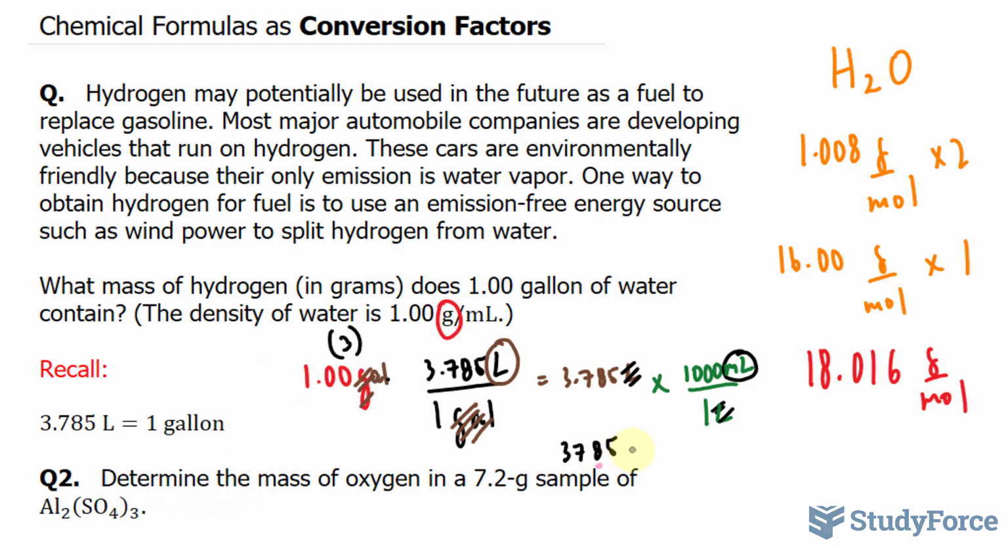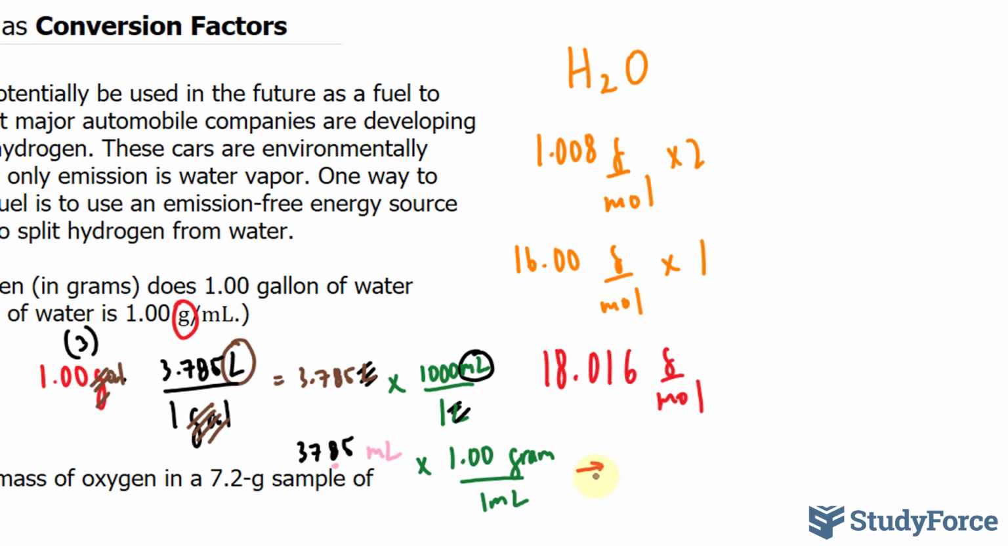So this is in milliliters, and now I'll multiply this by the density of water, 1.00 grams per 1 milliliter. This will give me the amount of grams. This gives us 3,785 grams of water in 1 gallon. Now we will mesh these two numbers together.